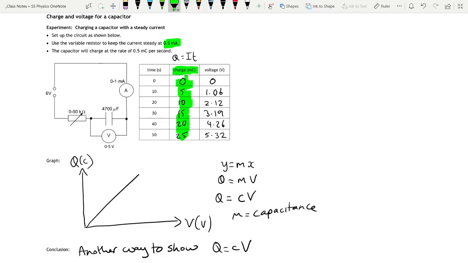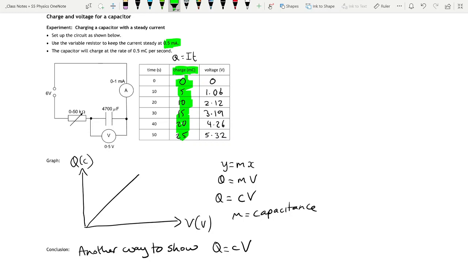But what you are measuring is the voltage across the capacitor after each 10 seconds. So you can see the voltage across the capacitor increases by the same amount every 10 seconds, and as you double the time, the voltage also doubles.